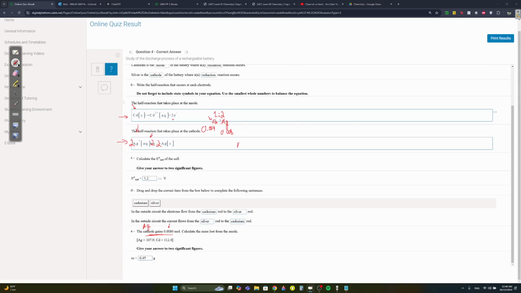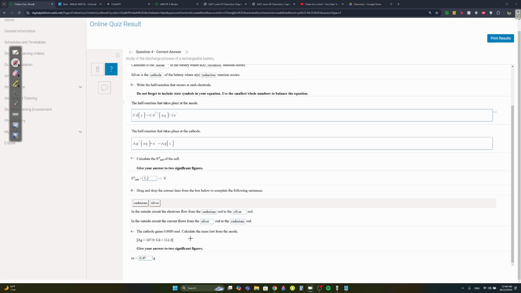Then how do you find the mass? n is equal to m over M. You found the moles, 0.004. The molar mass of cadmium is 112.4. We want to find the mass, so cross multiply, and you're going to get m is equal to this. If you want to do the long way, let's do the long way.